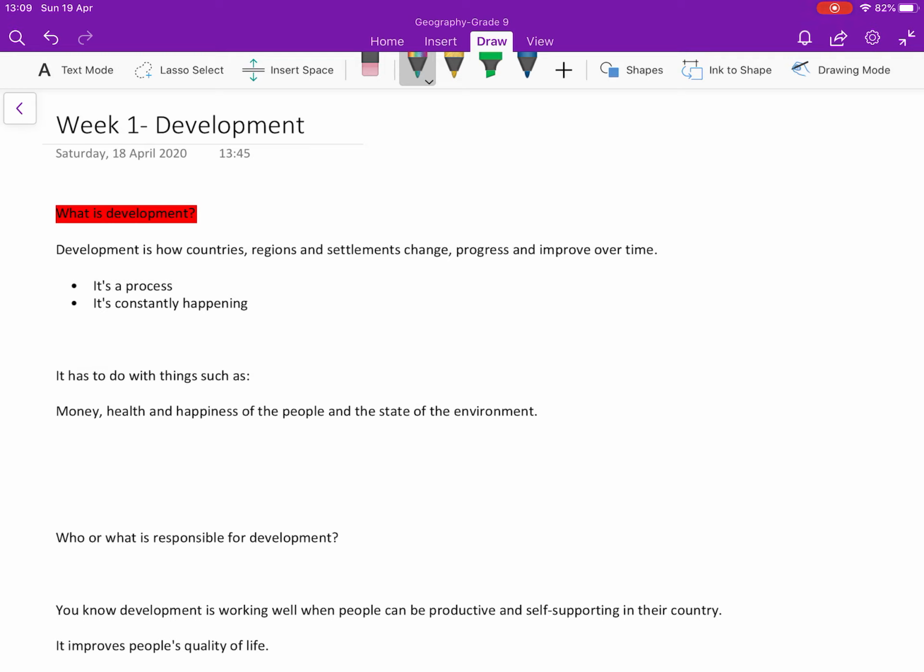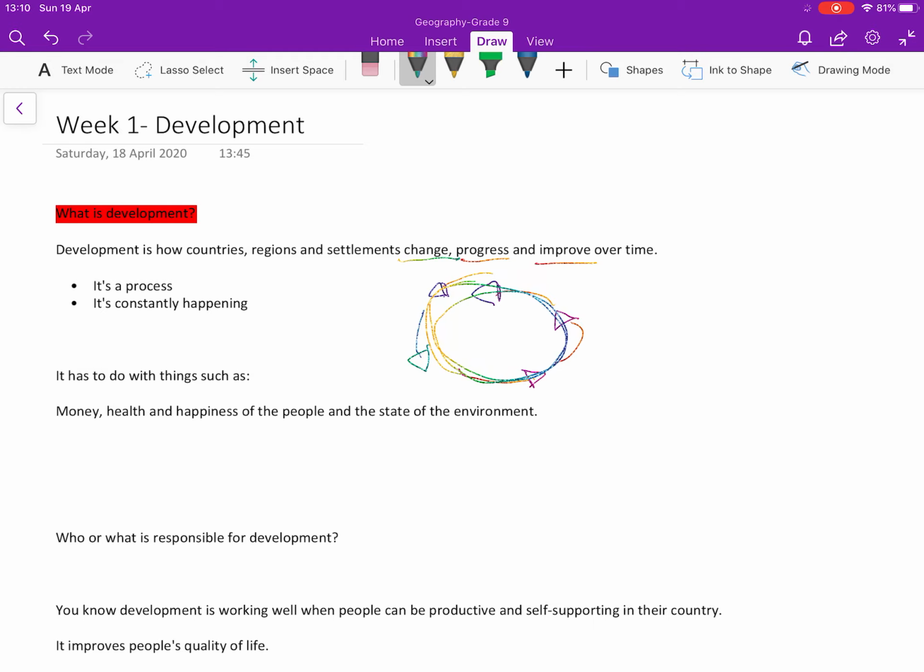So we are first going to look at the definition of development. What is development? Development is how countries, regions, settlements change, progress, and improve over time. So obviously development is a process, meaning it is constantly happening. It is basically relying on certain things, and it helps to improve the quality of life.